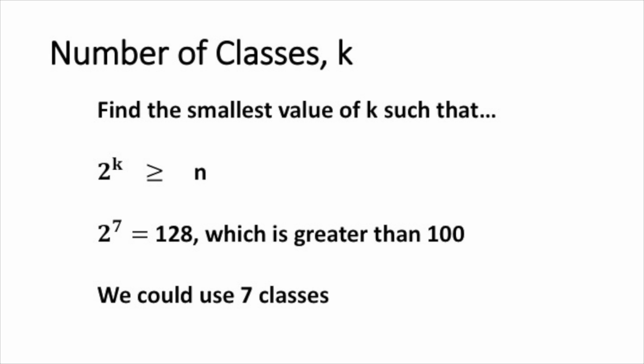A second approach is to find the smallest value of k such that 2 raised to the kth power is greater than or equal to n. With a sample size of 100 observations, 7 is the smallest value that satisfies this. In other words, if you take 2 to the 7th power, it's greater than or equal to 100.